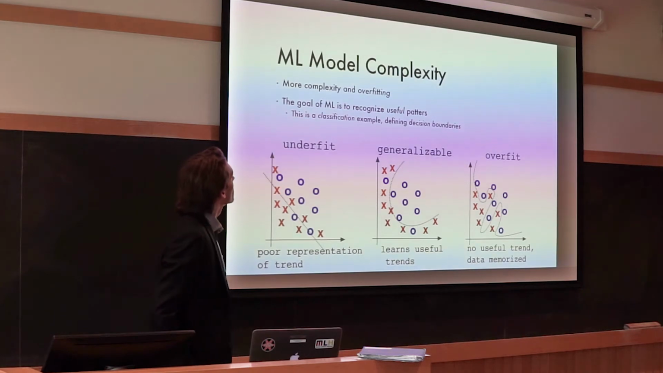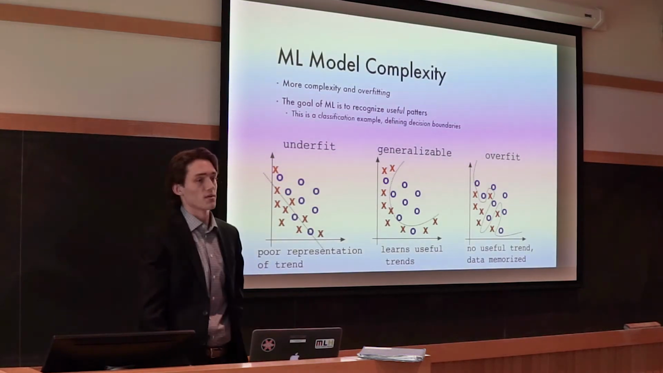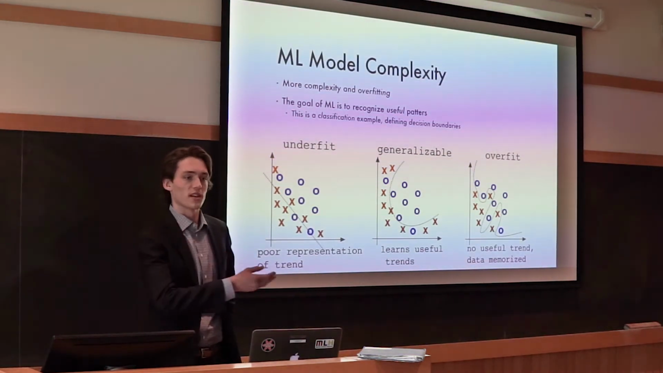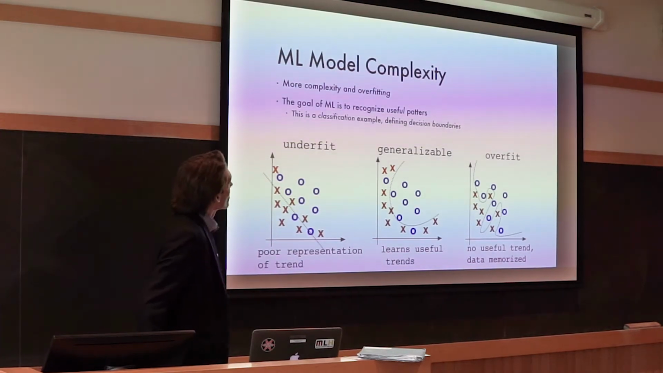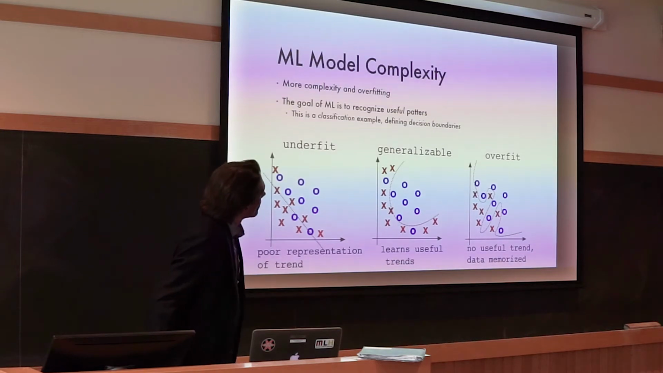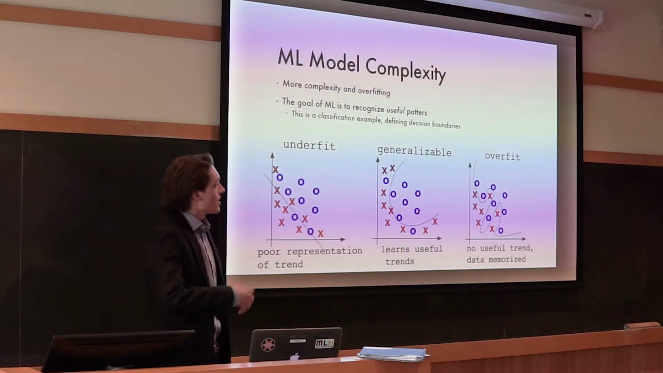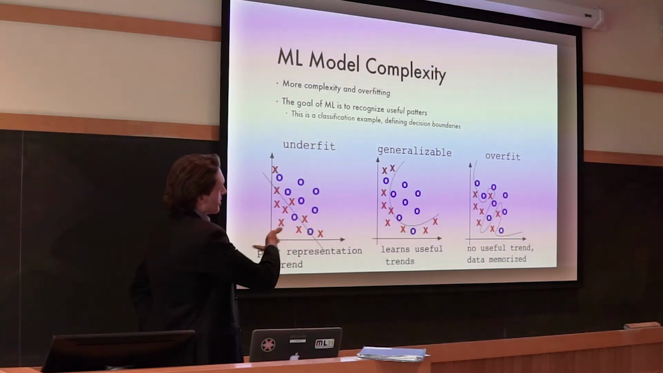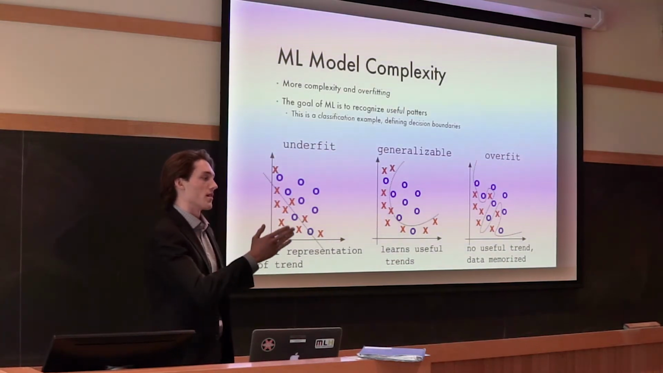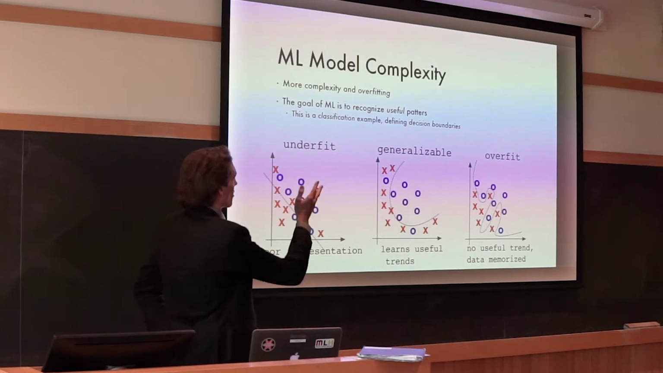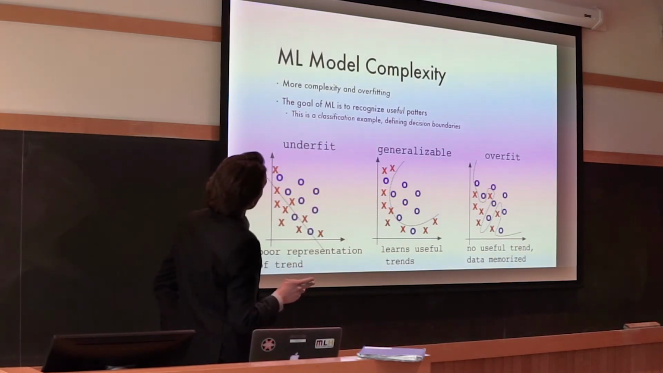So the last example was using a line to explain a phenomenon. In reality, we use much more complicated models because complex models can describe a given data set much better because they have more expressive power. They have more to work with, in a sense.